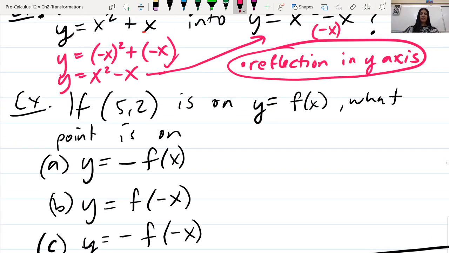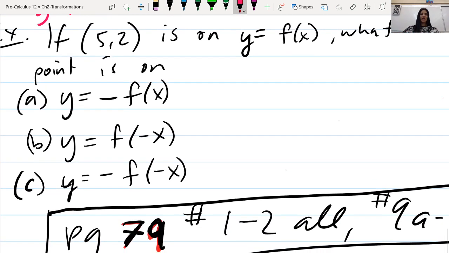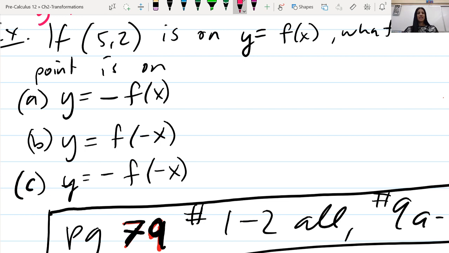Okay, if 5, 2 is on y equals f of x, what point is on y equals negative f of x? Well, I'm going to start you off with that same question that I like to ask, and that is, is this negative going to affect the y values or the x values? And by looking at it, it's in front of the whole f of x, so it's going to affect the y values, so it would be 5, negative 2. So only the y value was affected by this.